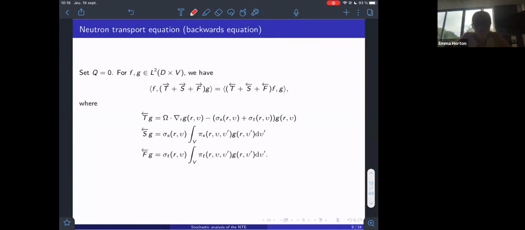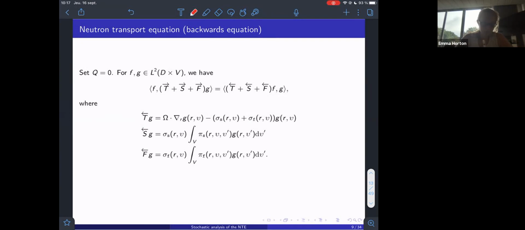So that was the forwards equation, and that, as I said, describes, if I look at my current configuration of neutrons, where could my neutrons have come from to contribute to that configuration. Now I want to look at the converse of that in some sense and say, well, if I have this current configuration of neutrons, where could they go to? And this is given by the backwards equation, which is the adjoint.